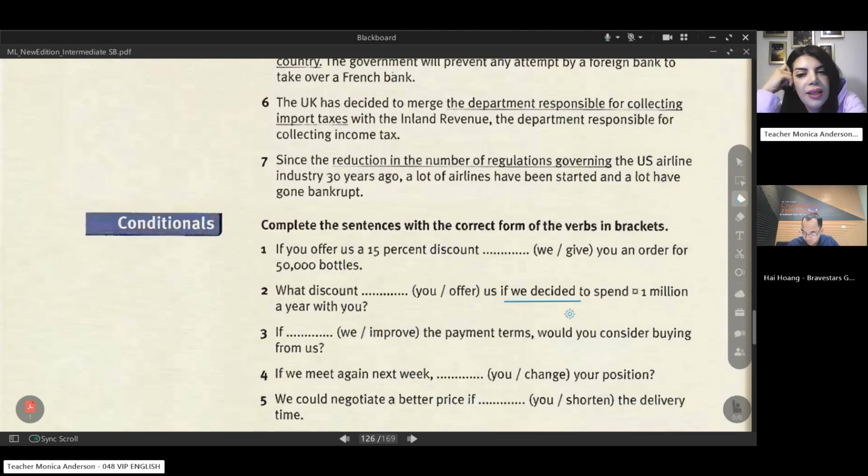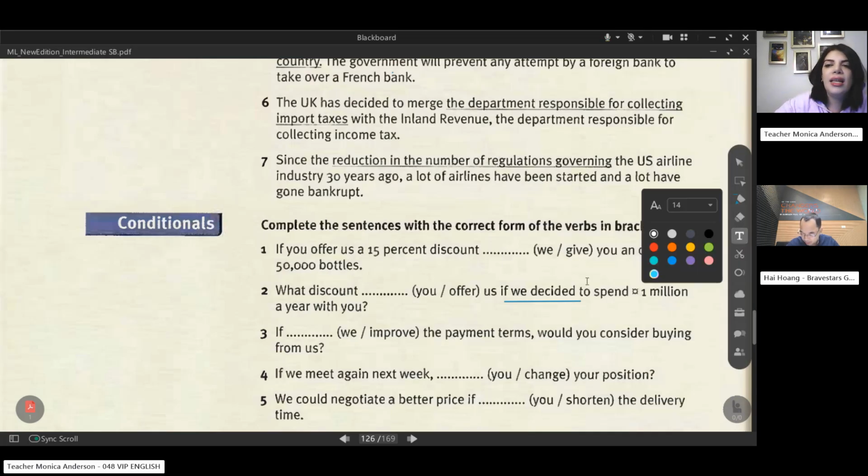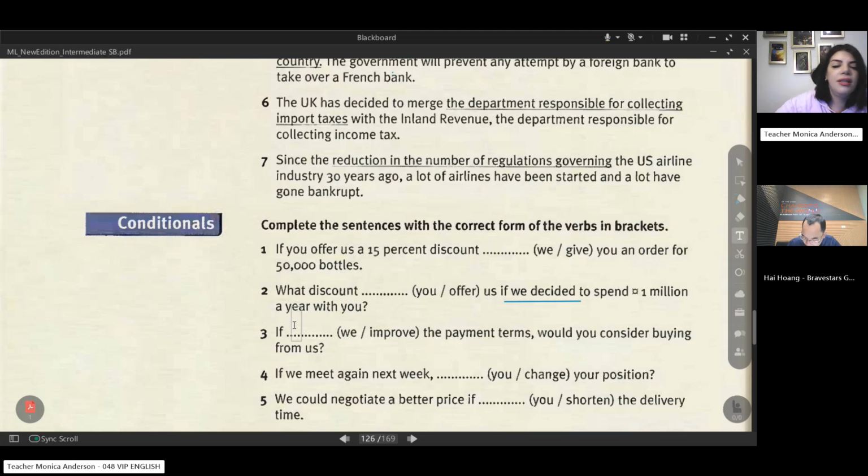Number 3, again this one is second conditional, but now the if clause needs past simple. If we improved, this is past. Of course. Improved. And number 4, if we meet again next week, so this is first conditional again. Will. When we have present simple, we use will. When we have past simple, would.